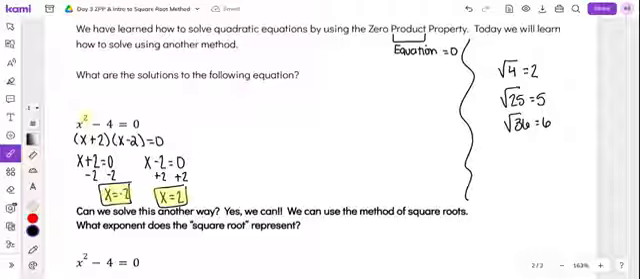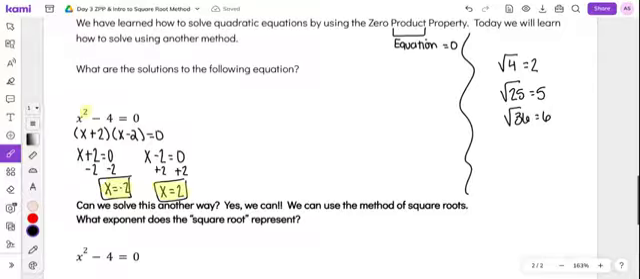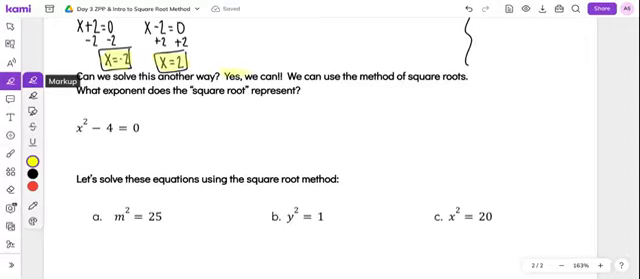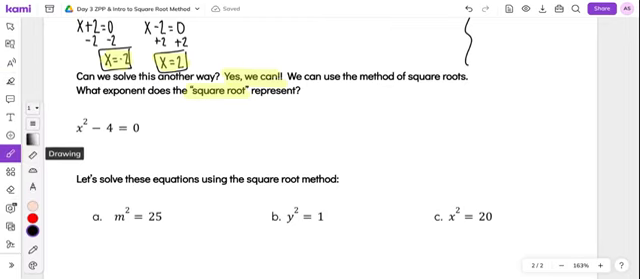But also at the same time, this is where the idea of a negative value squared can also be a positive solution. So that's going to come into play here. So in this next section, when it asks, can we solve this same exact equation in another way? Well, yes, we can. And we're going to be doing that by the square root method. So let's go ahead and let's take a look.